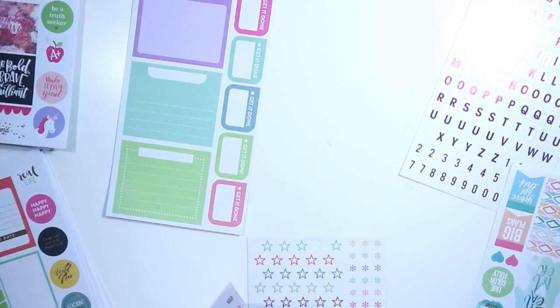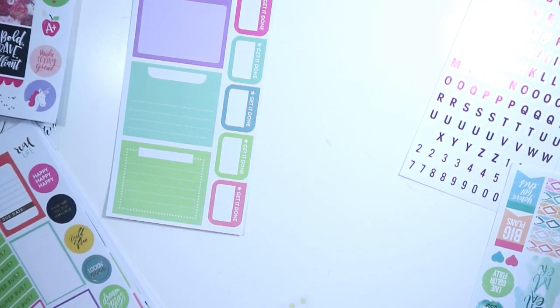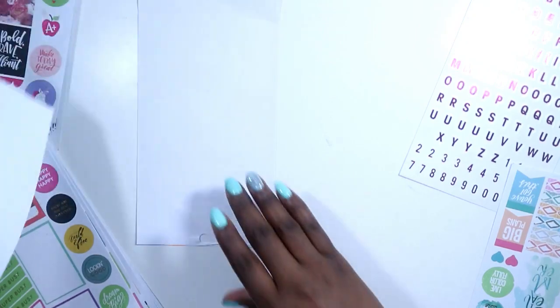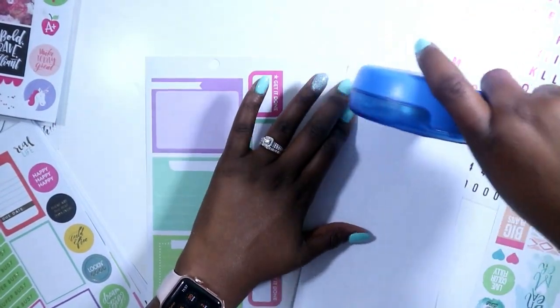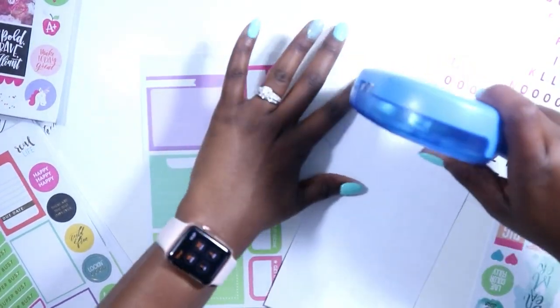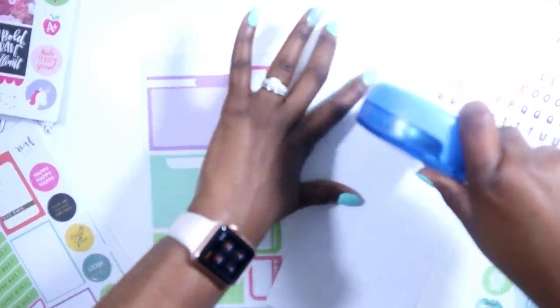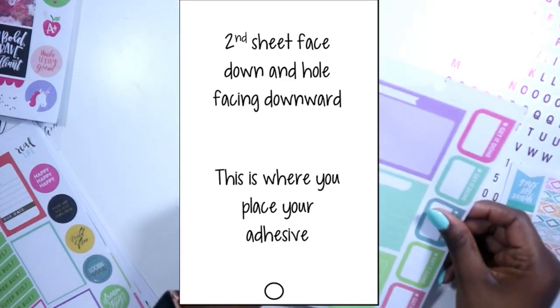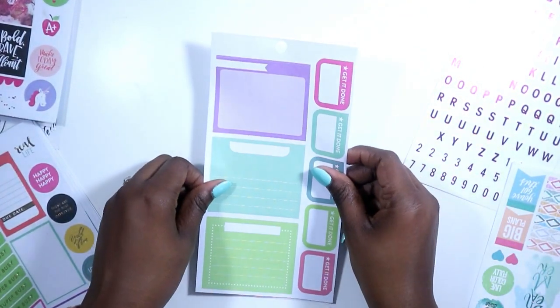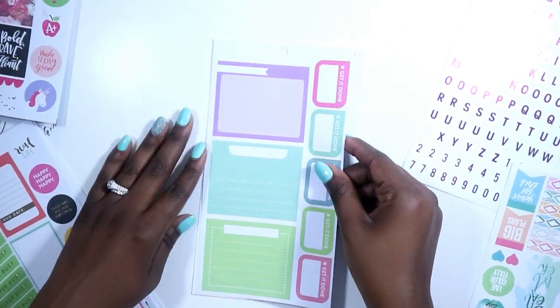I put those two together, and as you can see, there is a hole at the top and a hole at the bottom. So I put glue on one side of one sticker sheet, and then I lay the other one on top. As you can see, there's a hole at the top, and the hole for the sticker sheet that's behind it is on the bottom. It's underneath my hand there.